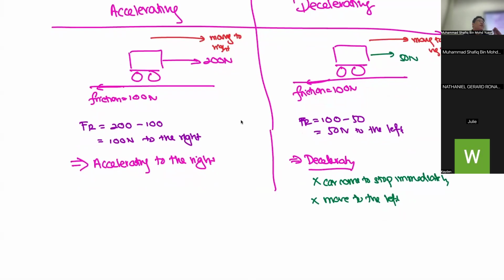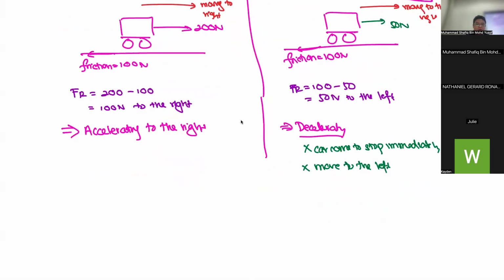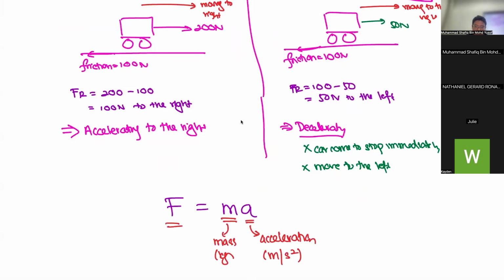So that is pretty much it for Newton's second law. Just want to clarify one more thing. Please take note, the formula you need to know for Newton's second law is F equals MA. What is M? Mass, in SI unit kg. And A is acceleration, usually in meters per second squared. And force is of course in Newtons.